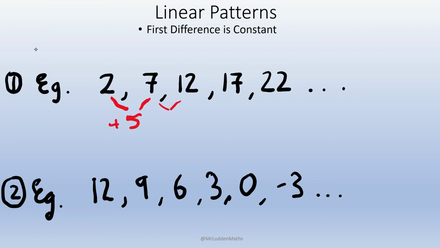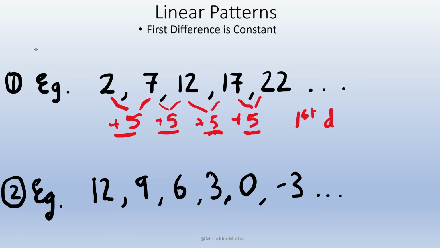What would I add to 7 to get 12? That'd be plus 5. What would I add to 12 to get 17? That would be plus 5. What would I add to 17 to get 22? Plus 5. You'll notice that my 5's here, they haven't changed all the way up. They're constant. So that right there is my first difference.